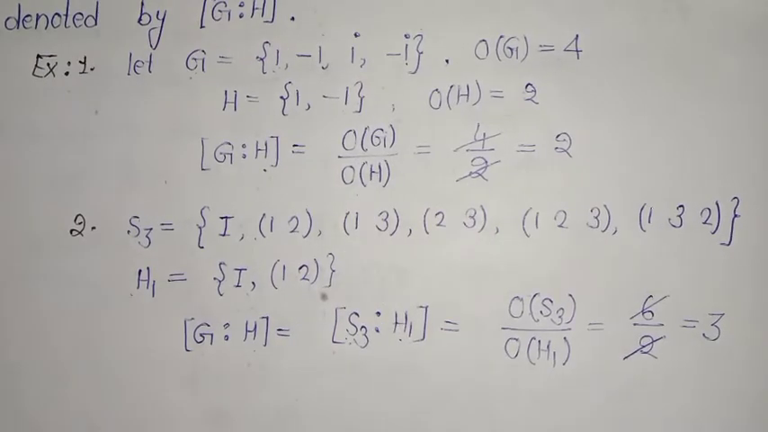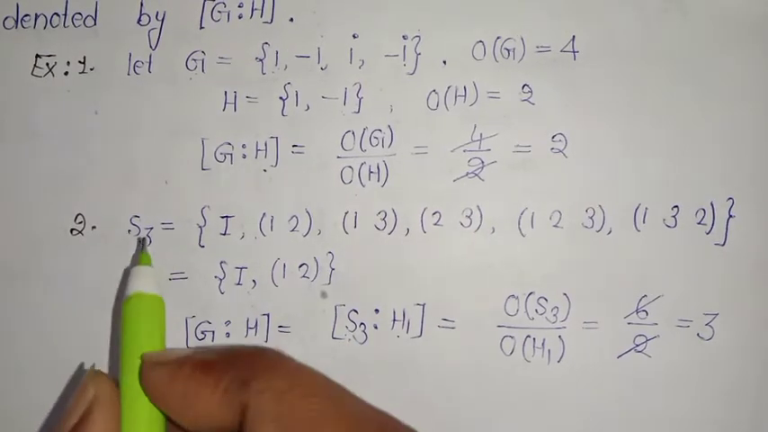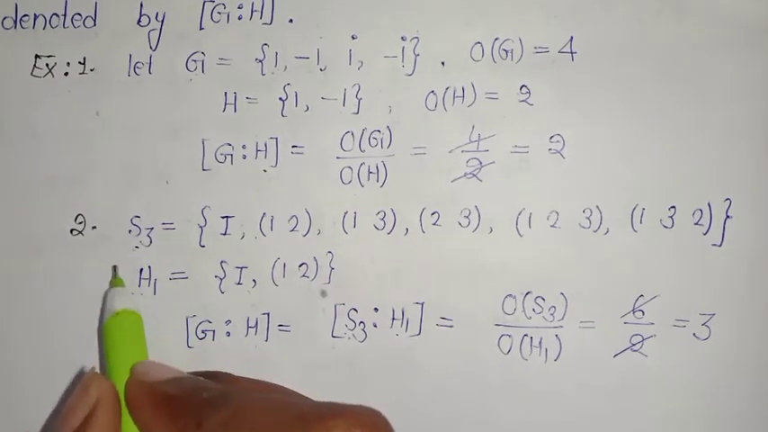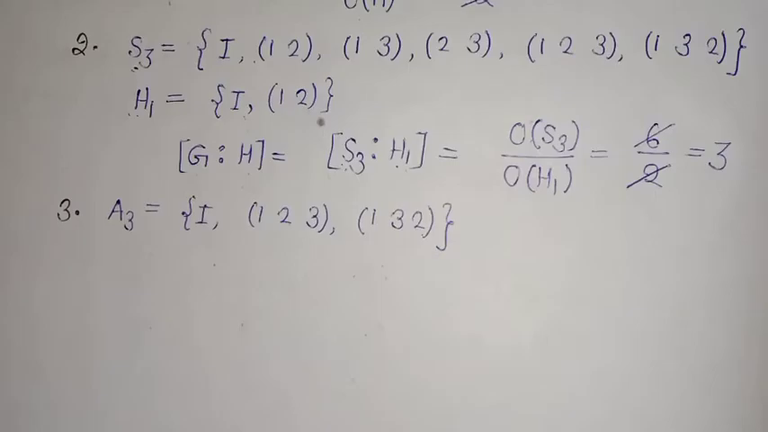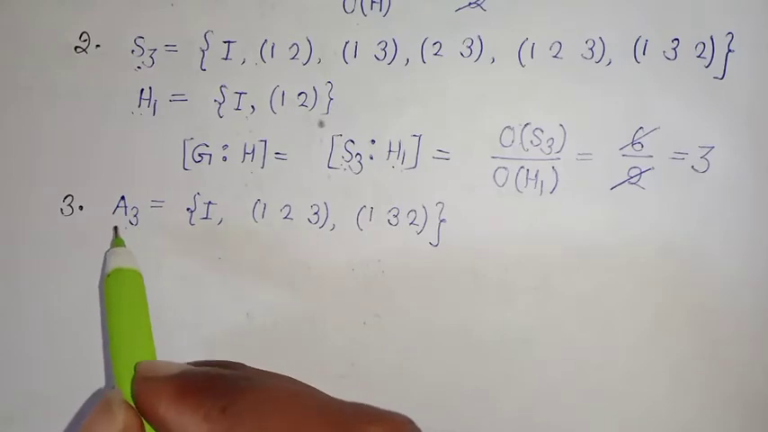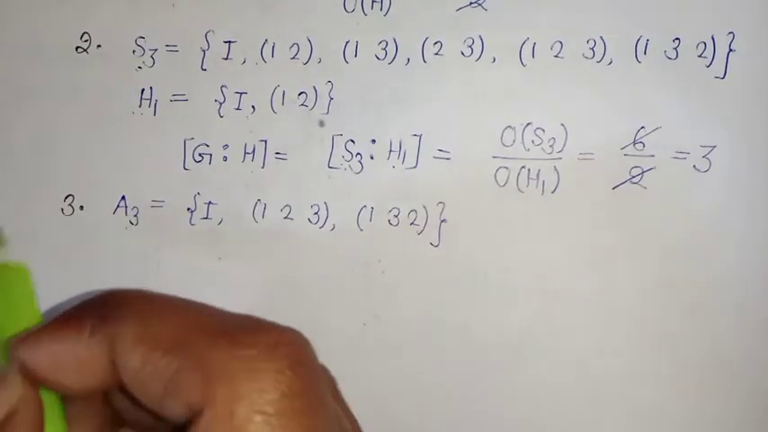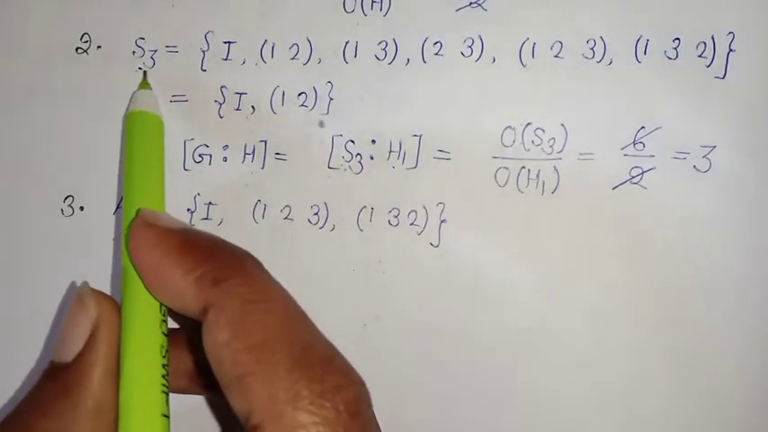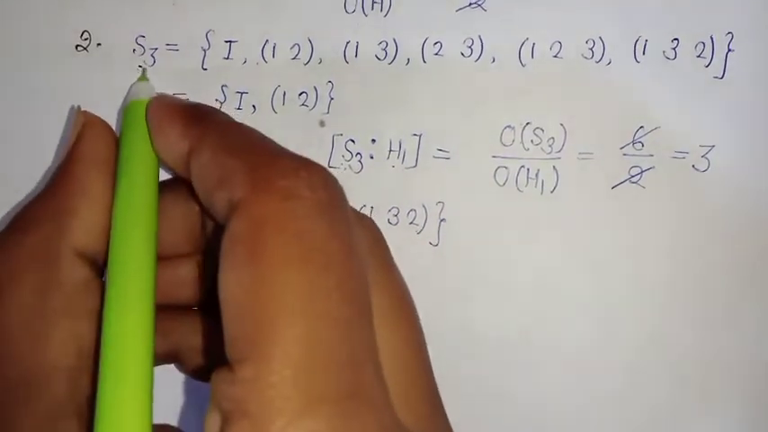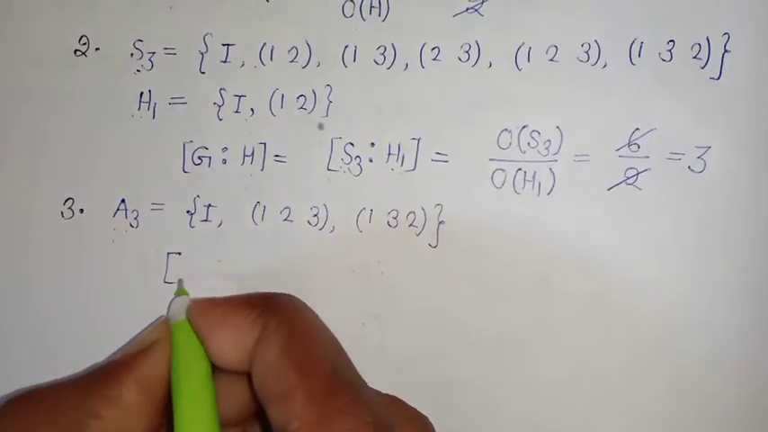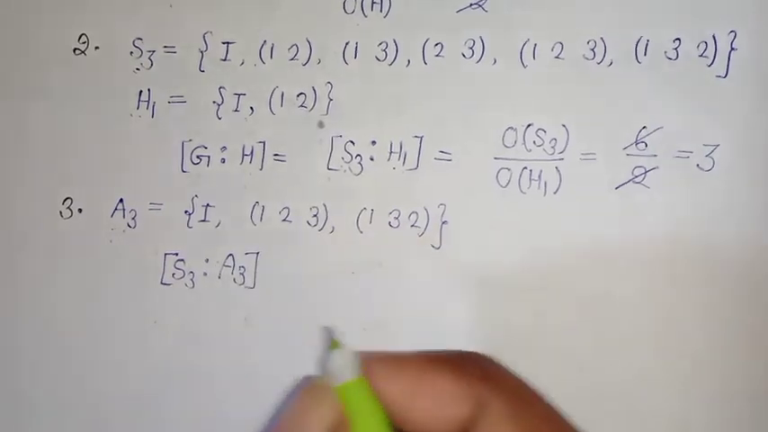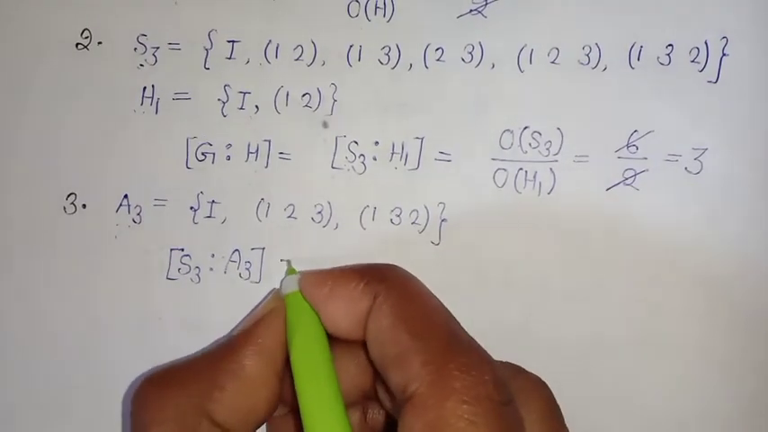I hope you are getting it. Now I will take the next subgroup for the same group. I will take the same group S3, but I am changing the subgroup. So in our third example, I am taking the next subgroup, that is A3. This is called the alternating group for S3. If we want to find the index of A3 in S3, how can we find that? We denote it by S3 ratio A3. This is the way to denote the index of a given subgroup in a group G.